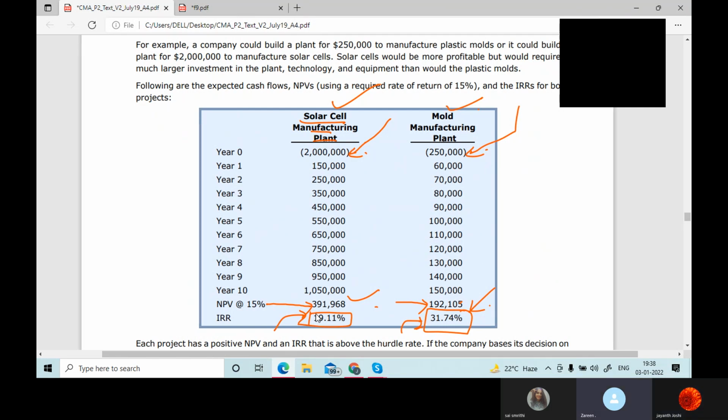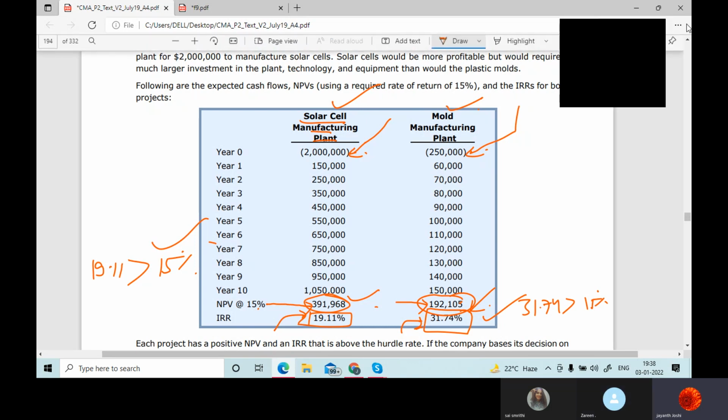And your hurdle rate is 15%, right? Your IRR is 19.11%, which is more than your hurdle rate in case of solar cell manufacturing. So this is acceptable because here NPV is also positive. Here also 31.74 is more than 15%. This is acceptable, but here the NPV is less. So let us see what conclusion they are drawing.